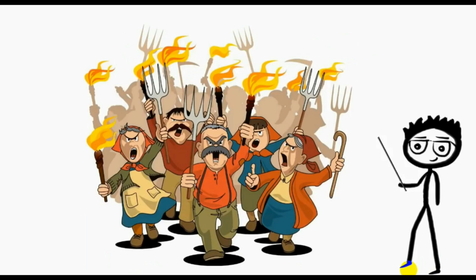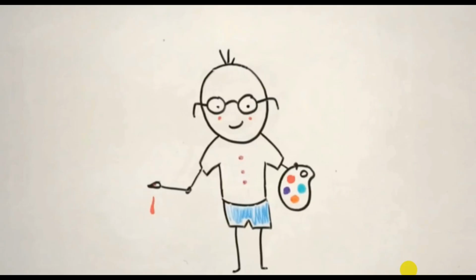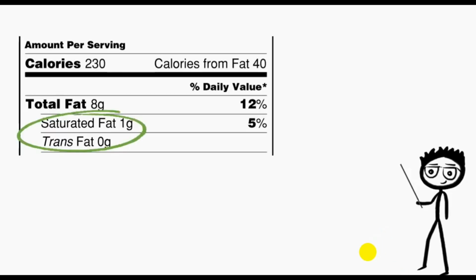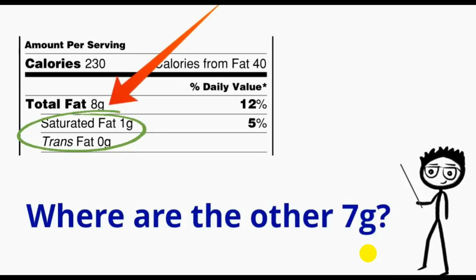Think of saturated fat as the middle child of the fat family. He's got a good heart, but he's just a little misunderstood. Now you may be thinking, wait a minute, why does the total number of saturated fat and trans fat not add up to the total fat on the top? Where's the other 7 grams?